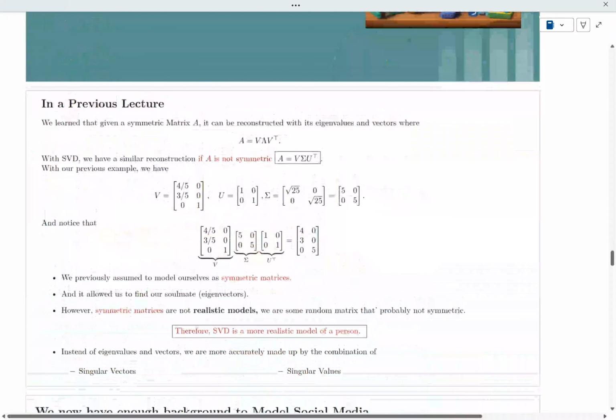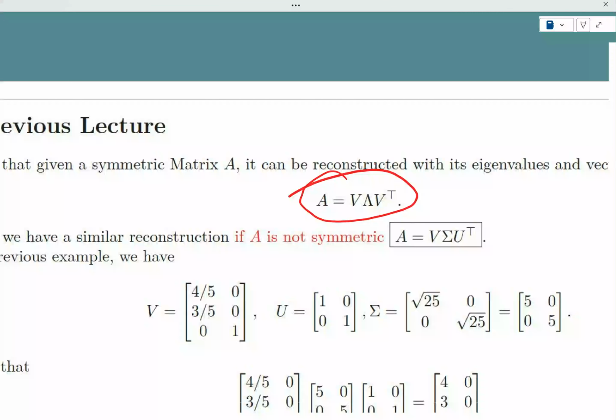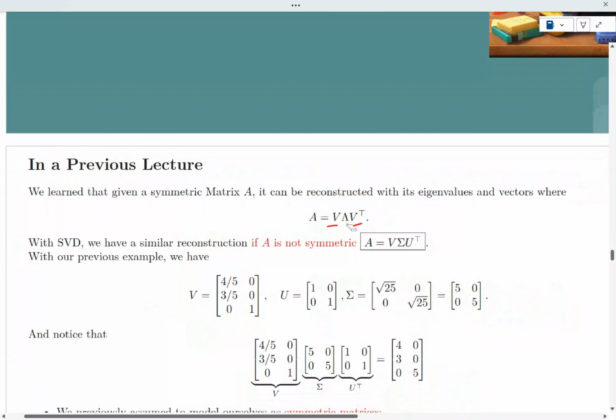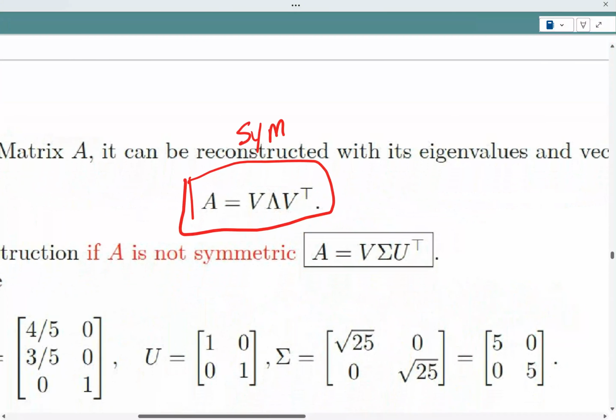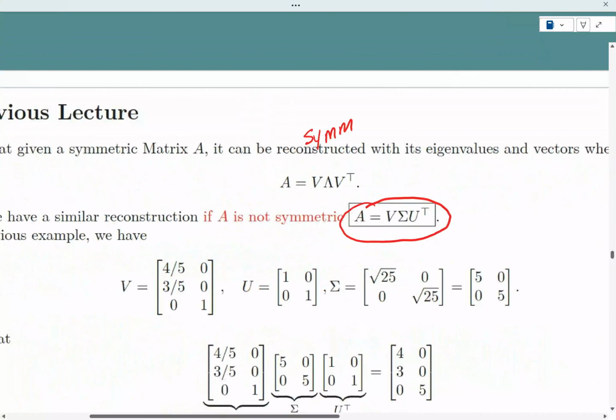So in the previous lecture, we learned about symmetric matrices, right? Here's a symmetric matrix, and with a symmetric matrix, we can decompose it into three matrices, and the three matrices then reconstruct the matrix A. Well, with singular value decomposition, we have a very similar idea. This is if the matrix is symmetric. But if the matrix is not symmetric, we will essentially have this relationship instead.